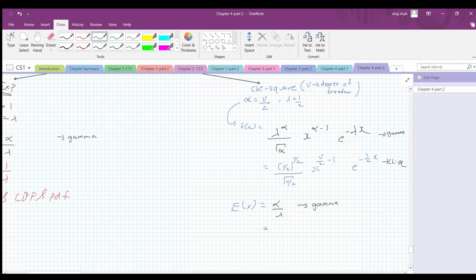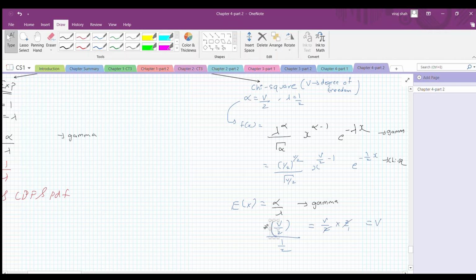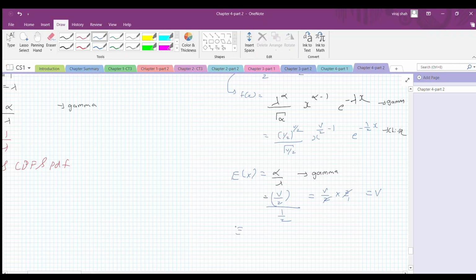Let me substitute alpha and lambda. Alpha is v by 2. What is lambda? 1 by 2. So basically I can write this as v by 2 into 2 by 1. What did I do in this step? Basically I took the reciprocal. This was divided by half. How can I write this in multiplicative sign? Basically this becomes this and this becomes this. Reciprocal. So 2 by 1. So this gets cancelled. I'm left with v. So expectation of x is v for chi-square.